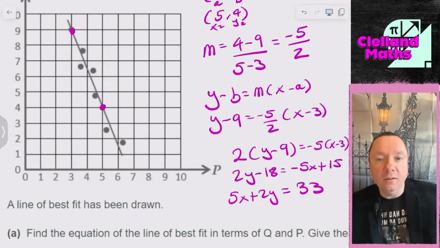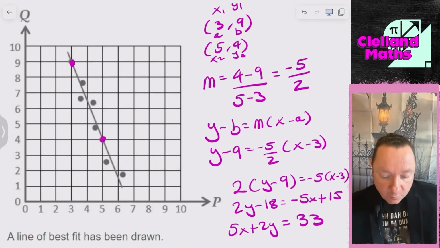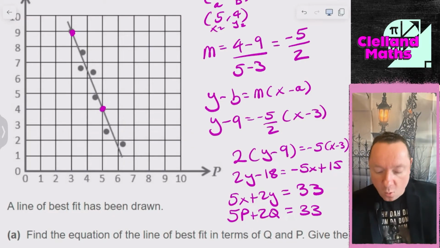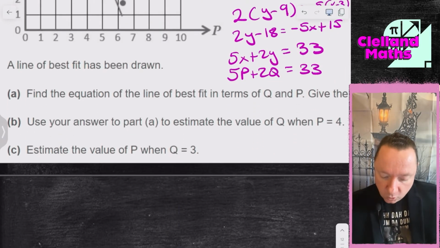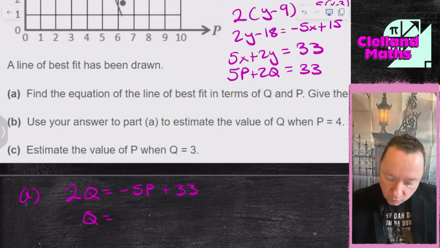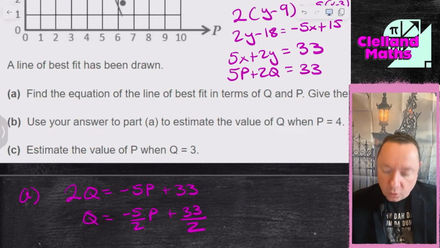But if I stopped there, I'd be wrong, because it was in terms of q and p. So x is actually p, and y is actually q. So to finally finish this, I say 5p plus 2q equals 33. Now, usually with these questions, you're going to leave it as y equals, or in this case, q equals. So I'm going to do that for part A. So I've got 2q equals minus 5p, just moving it over, plus 33. So q equals minus 5 halves of p plus 33 over 2, and I'm done there.